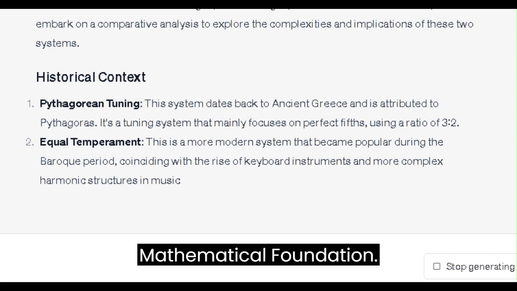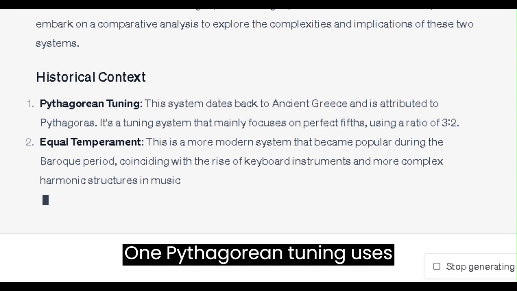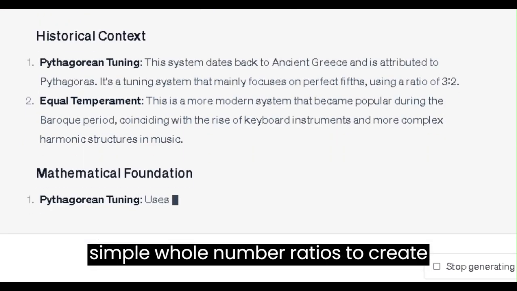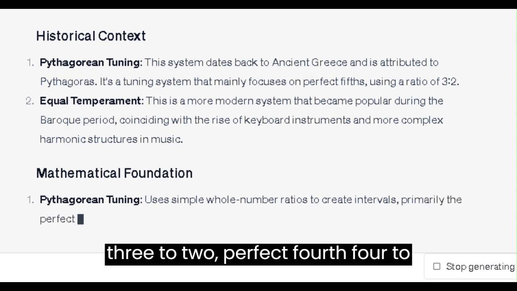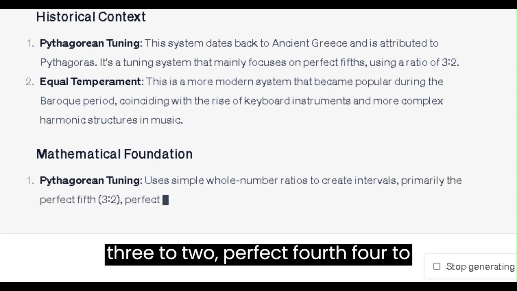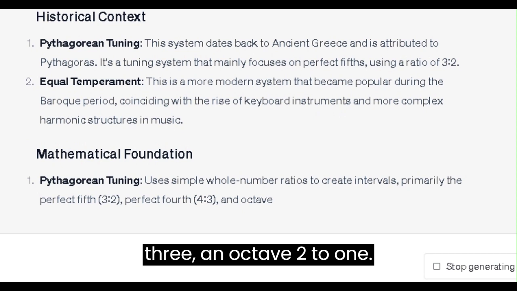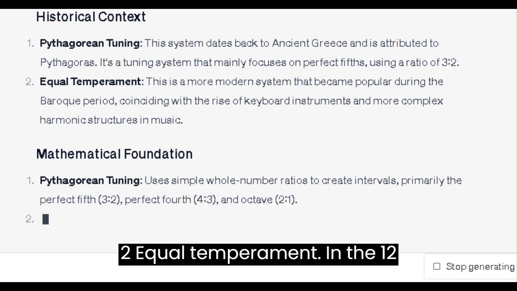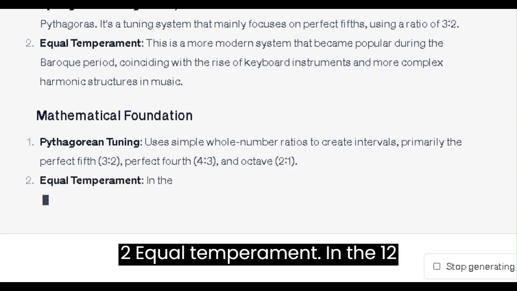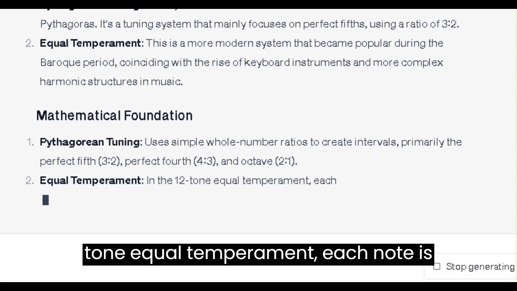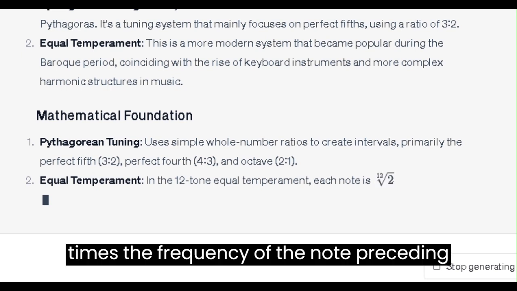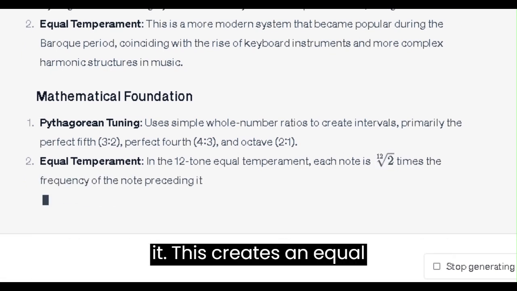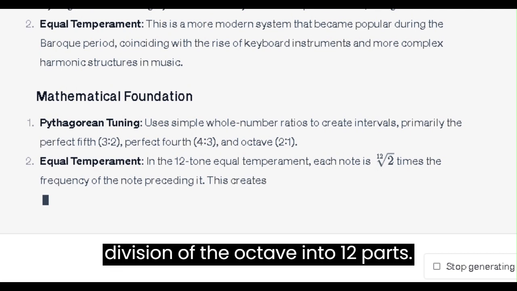Mathematical foundation. 1. Pythagorean tuning uses simple whole number ratios to create intervals, primarily the perfect fifth, 3:2, perfect fourth, 4:3, and octave, 2:1. 2. Equal temperament. In 12-tone equal temperament, each note is the 12th root of 2 times the frequency of the note preceding it. This creates an equal division of the octave into 12 parts.